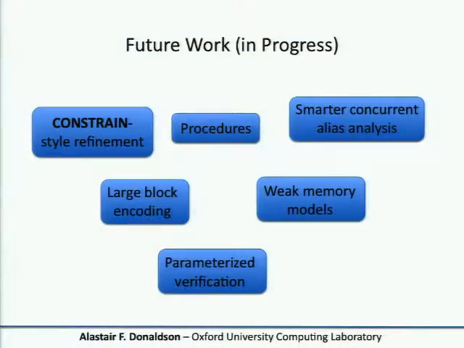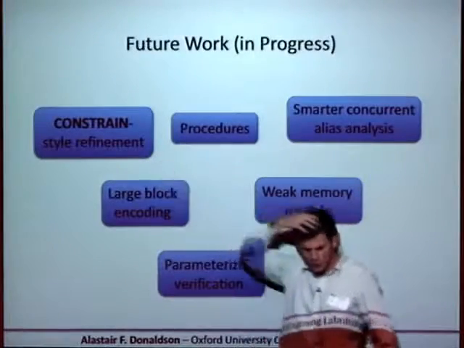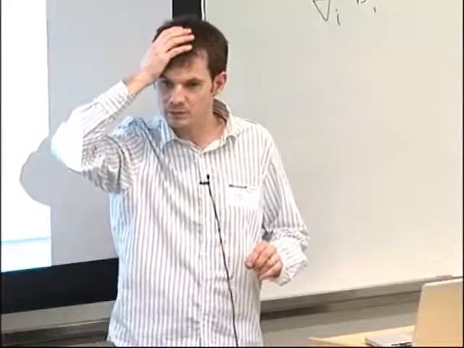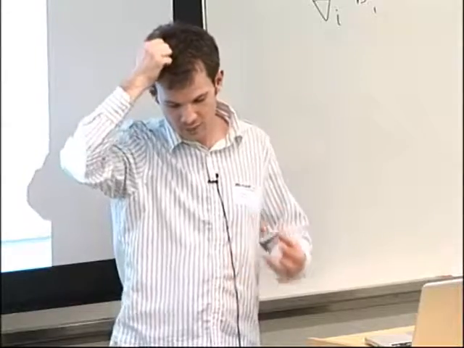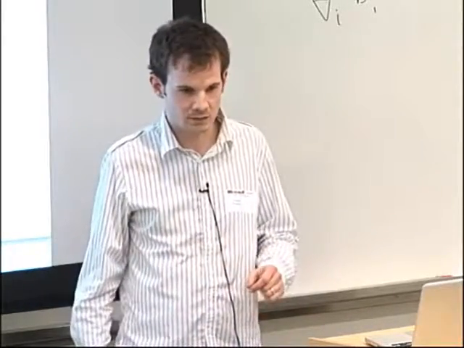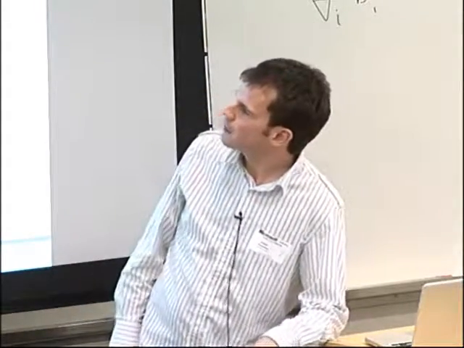Okay, so future work, some of it is in progress. This constraint-style refinement is important. Because we don't have this, we had to give quite a lot of predicates manually for our examples. If we give fewer predicates, then SATABS just can't find any more useful predicates and the abstraction isn't precise enough. So I'm looking forward to solving that problem.